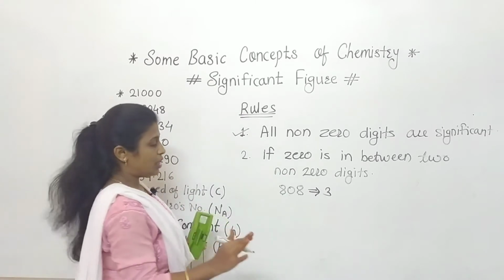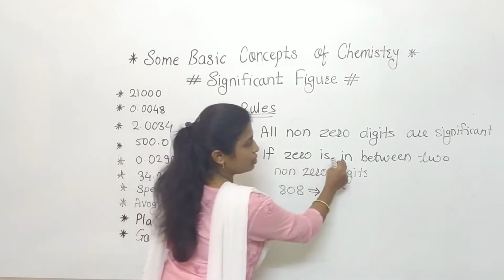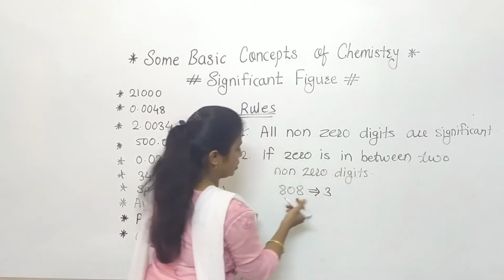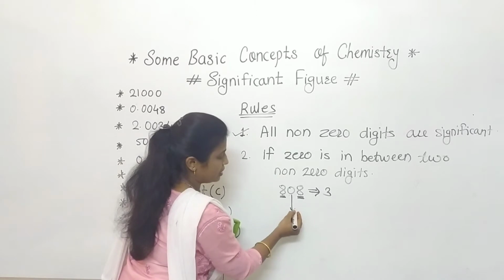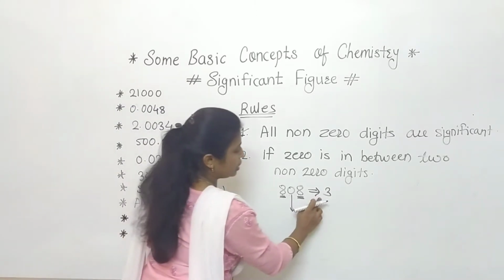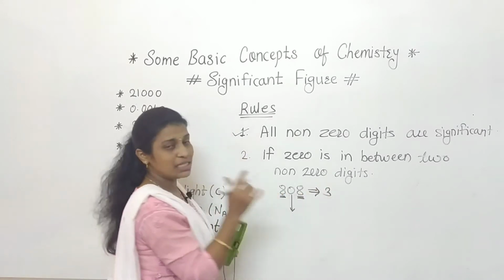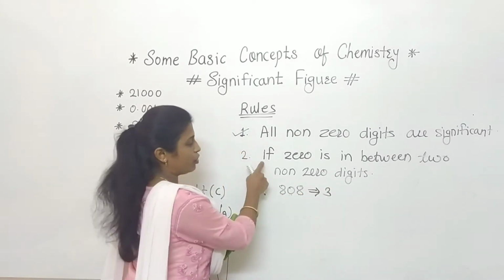Clear to everyone? Now see, once again I am telling you that second rule. Second rule is that if 0 is in between two non-zero digits, here 8 is non-zero, 8 is non-zero and 0 is the zero which is present in between two non-zero. So in this way the significant figure for this one is 3. So here we have completed our first example for the second rule.